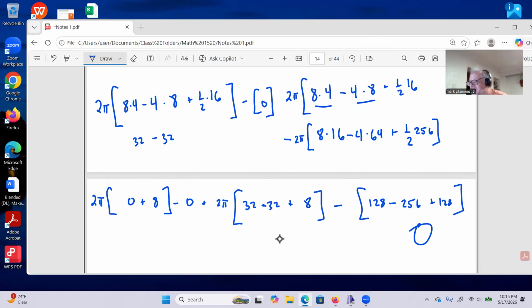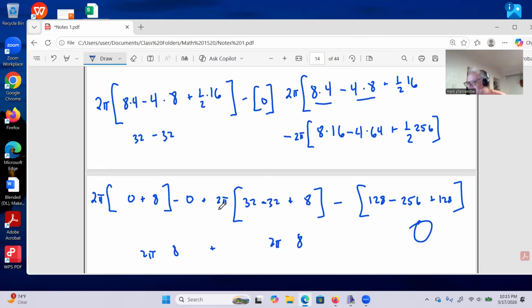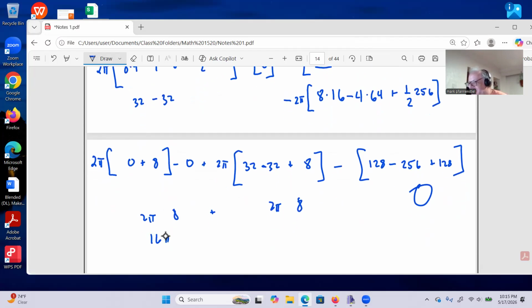32 minus 32 is 0. So we have an 8 plus 8. We have 2π here, 2π here. So we're going to have 16π and 16π is equal to 32π. And that is our answer for this thing. Okay, I think that's what we're doing with this piece here. So that's how you do this kind of problem, and that's how this tends to go.